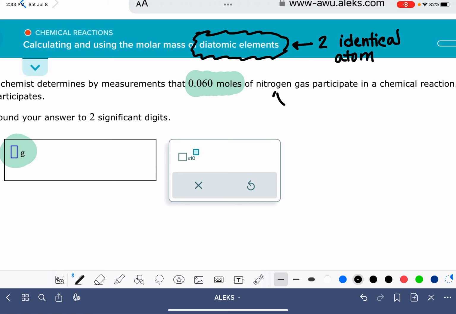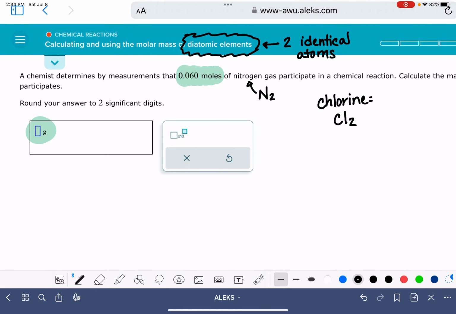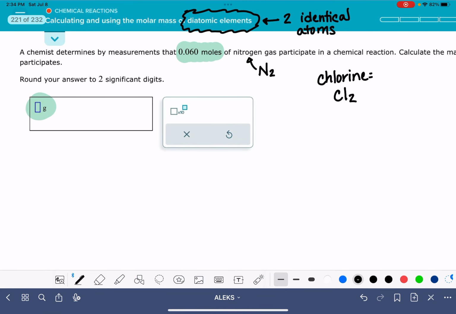So if it says, like in my problem, nitrogen gas, that is referring to N2, the N2 molecule, two identical atoms, two atoms of nitrogen. If your problem said that you had chlorine gas, then you would know that meant Cl2. If it said bromine gas, it would be Br2, etc. You get the idea.